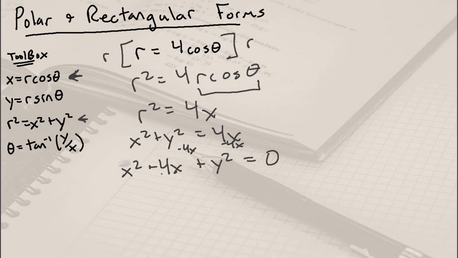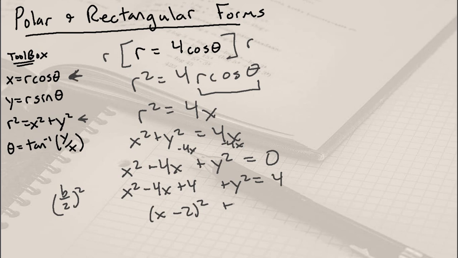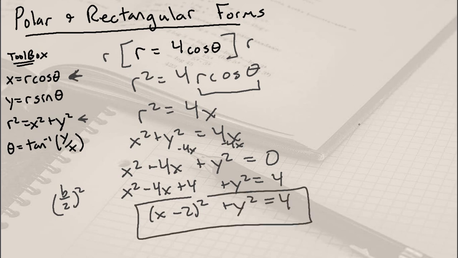And now I'm going to complete the square. So to complete the square, I have half b squared, which is going to be this. So 4 divided by 2 is 2, and square is 4. So I'll go ahead and add a 4 right there. And if I add a 4 right there, I'm going to have to add it to the other side. And I'll go ahead and factor that. So I'll have x minus 2 squared plus y squared equals 4. So if possible, we want to get a conic section into the form that we did before, and this would be a circle.